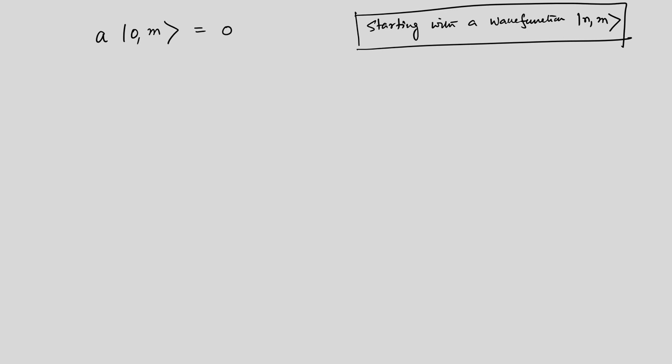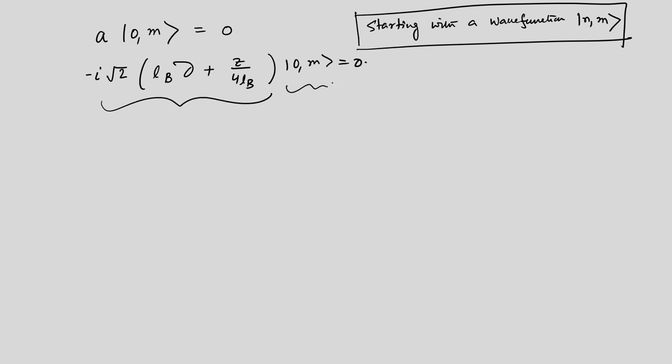So this tells you, now I will put the form of a, that this a is equal to lb del plus z over 4 lb, acting on 0 m, that should be equal to 0. Okay, so this makes sure that this is del. So this operator acting on 0 m ket would give you 0, because the n quantum number is equal to 0, so you can't reduce it any further and so on. So if you open this up and do a little bit of calculation, this 0 m, let's call it psi LLL, is a function of z and z tilde. LLL means lowest Landau level.